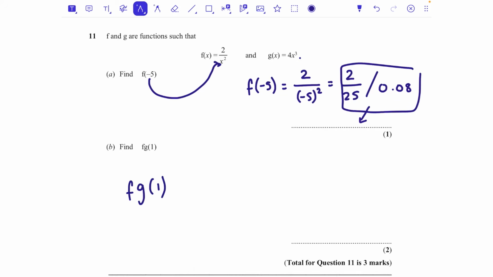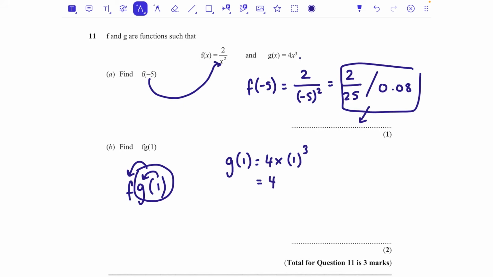Now this is called a composite function. It means you're going to put 1 into g, and then whatever your answer is, you're going to put into f. So let's start by putting 1 into g. g of 1 is 4 lots of 1 cubed. 1 cubed means 1 times 1 times 1, and then we'll times that by 4, so that is 4. So we know that g of 1 is 4.